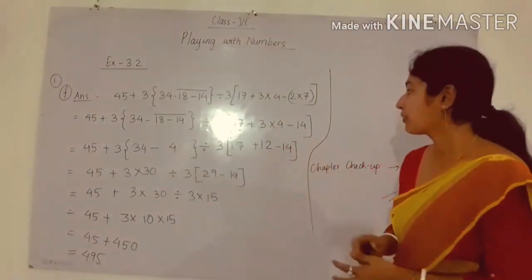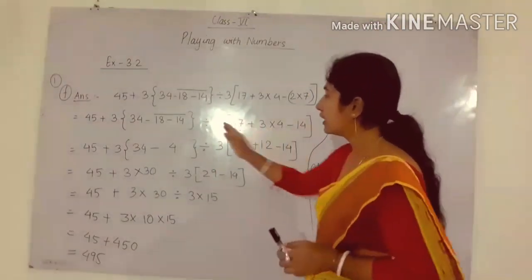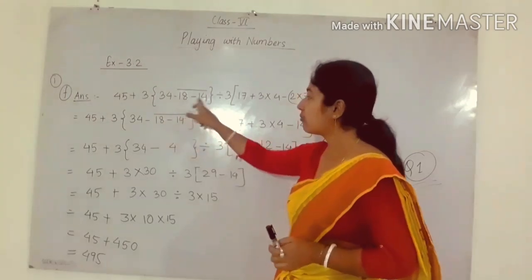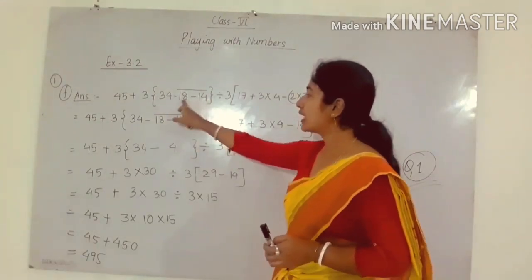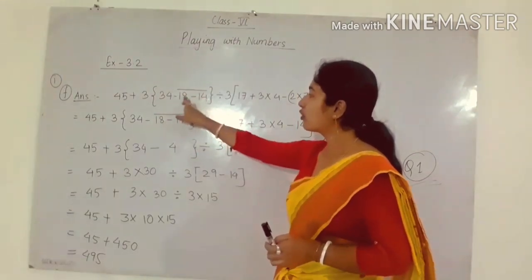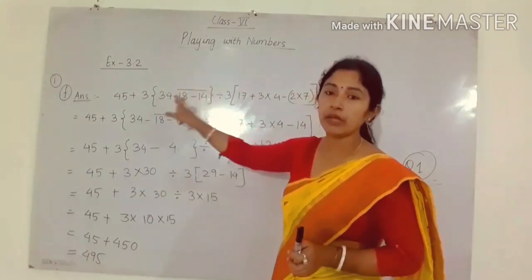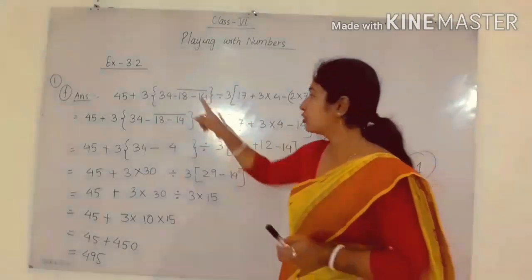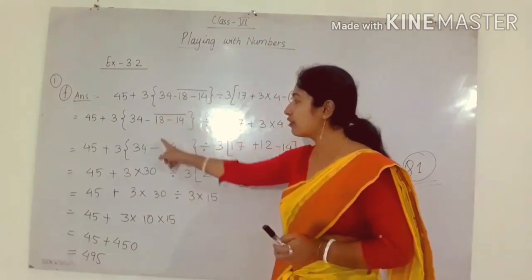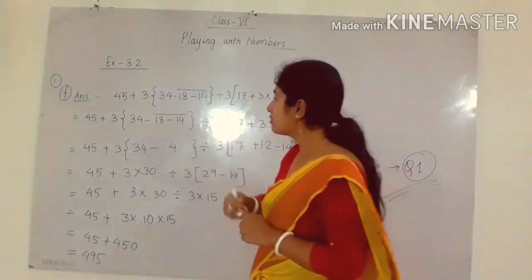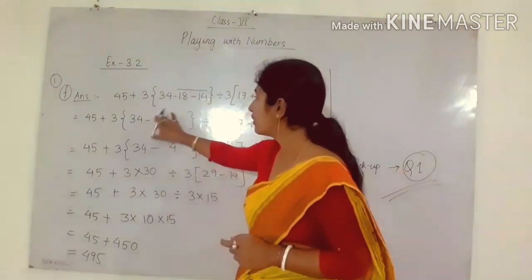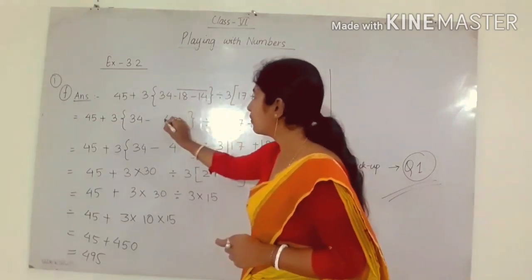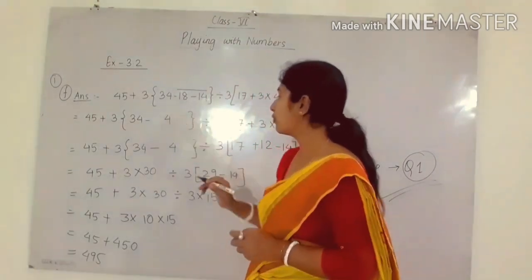So see here, first of all, in this bracket you can solve 18 minus 14. Why? Because above 18 minus 14 what do we have? We have the vinculum, and the vinculum should be solved first. So 18 minus 14 you can solve here only. You will get 4. So this will be 4.